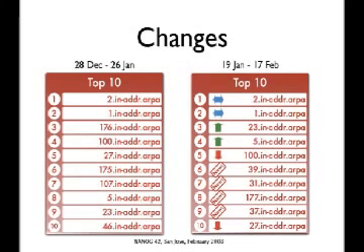So what we've got here is a side-by-side comparison of these two periods, 28th of December to 26th of January, and 19th of January to 17th of February, two 30-day periods, and there is a little bit of an overlap. And what we can see is 2 and 1, they stay at the top and they stay in the right order, but we've got some /8s that rise and some /8s that go down.